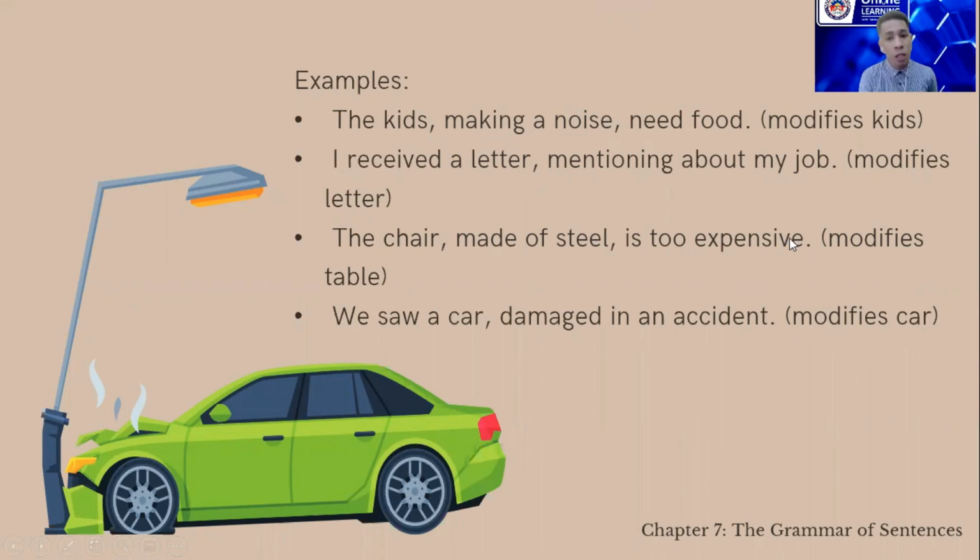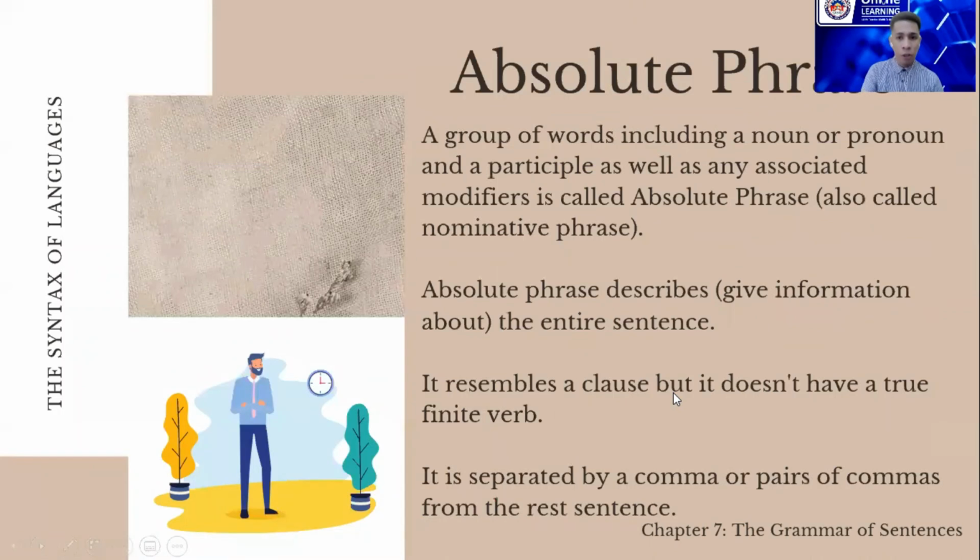The chair made of steel is too expensive. It modifies the chair. Next, we saw a car damaged in an accident. It modifies a car being damaged. This one is our participle. It is the product of the action of the verb.